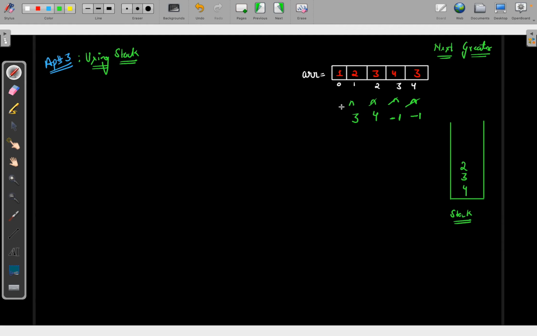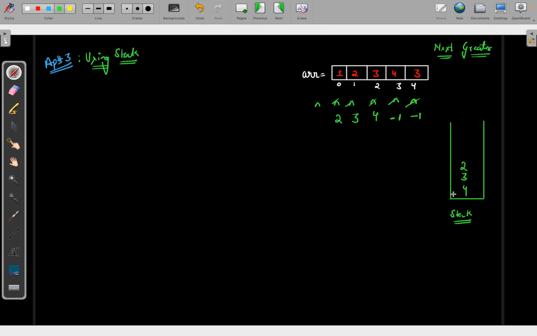Before moving, you will push 2 into it. And you will check, is the top element greater than your answer? Yes, it is. So you will simply go and move. So this is how you can solve next greater element, right? Basically traversing from the last element to the first element and by using a stack.